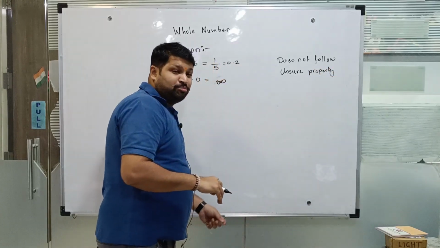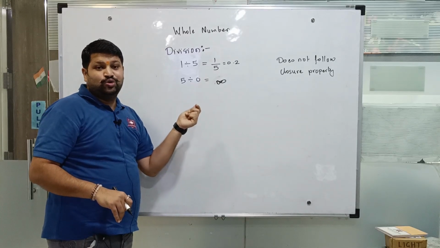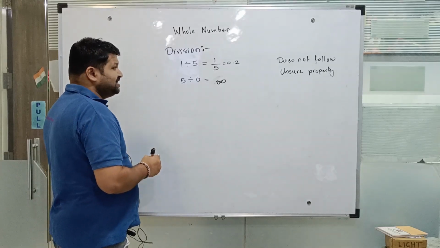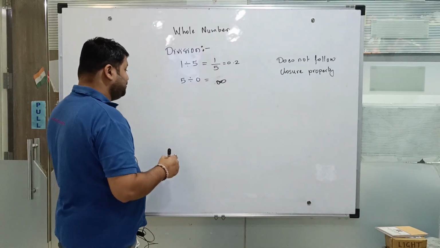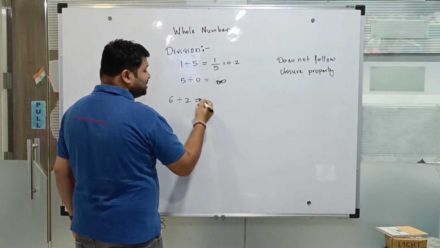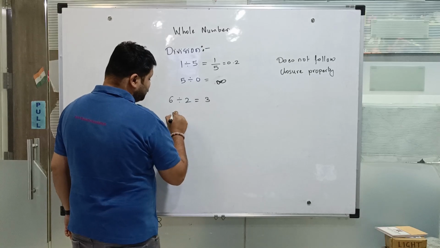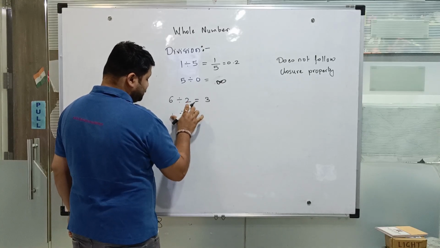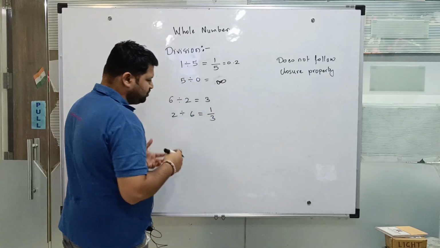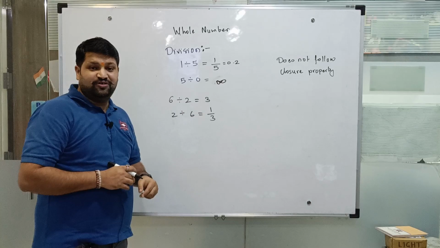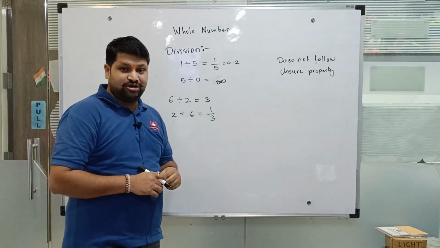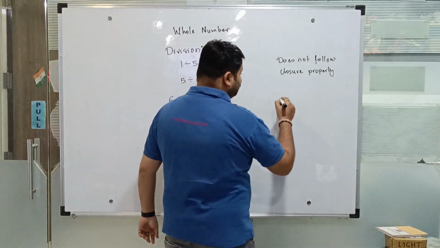Not only that, but if we divide by 0, the value may not exist at all. Then what happens if we divide the other way around? If we have 6 divided by 2, I get 3, but 2 divided by 6 would give me 1 by 3, which again won't be included in the set of whole numbers. So division is also not commutative.